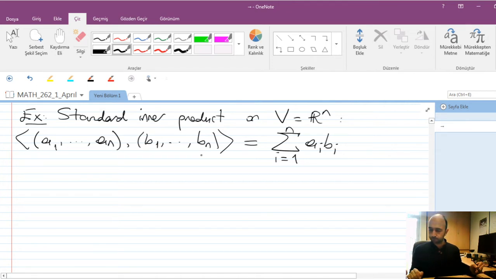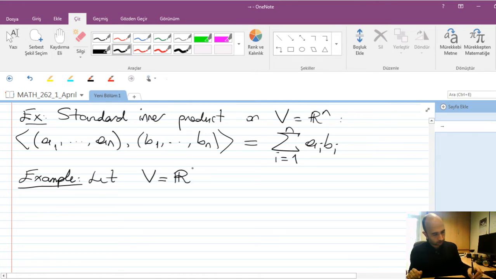Okay. Now let's do a more interesting example. Just to keep things simple, let V be two dimensional, and let's select and fix a certain real number k. So the formula I'll write will involve k.